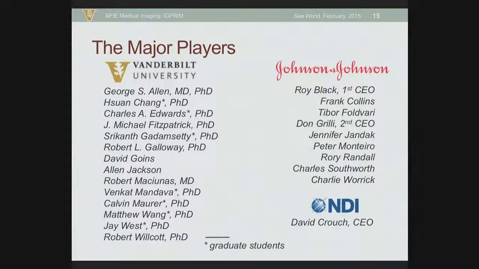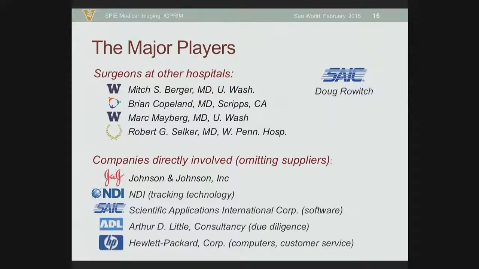Here's the major players. You don't have to look at these names. I just want to give you a scope. This was a big project. These are the people at Vanderbilt. These are the people at Johnson & Johnson, a couple of CEOs, they call them CEOs, they're directors of divisions. NDI, David Crouch started out as CTO, became CEO. There were other names here, I don't have them. Then there was the major players at the other hospitals. We had 4 surgeons, in addition to Bob Masunas, that operated on patients for this project.